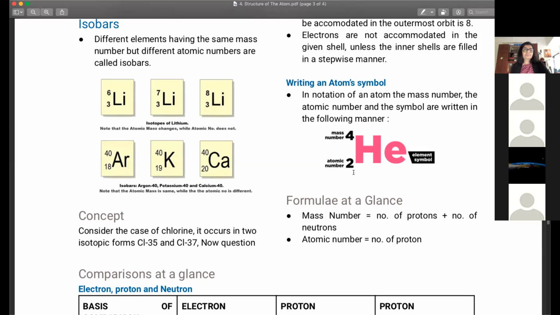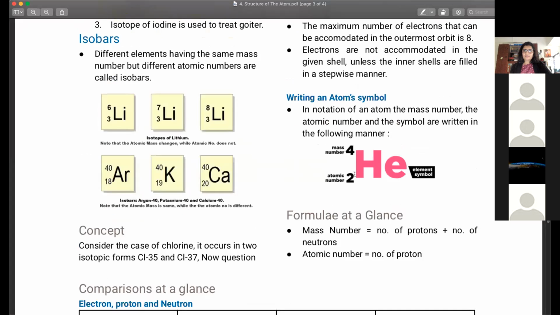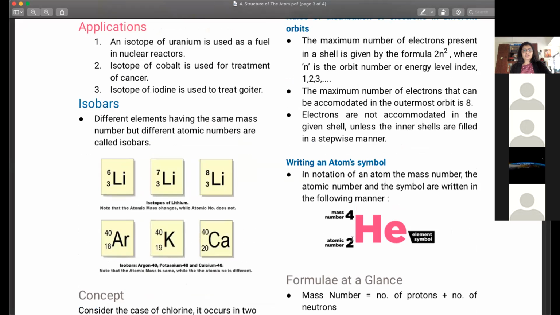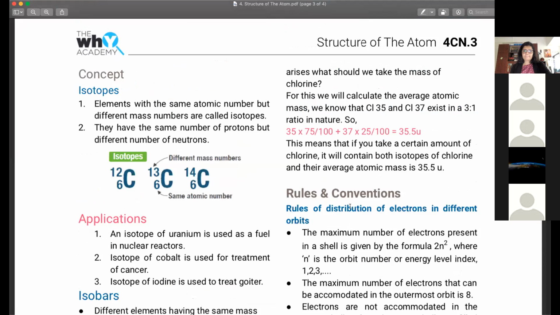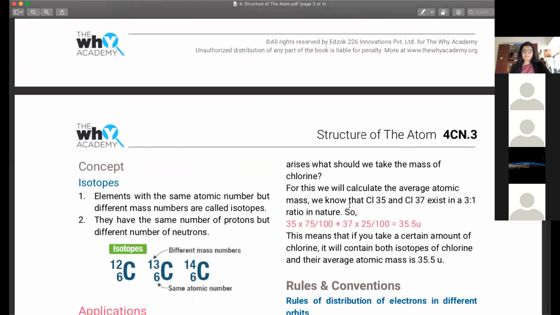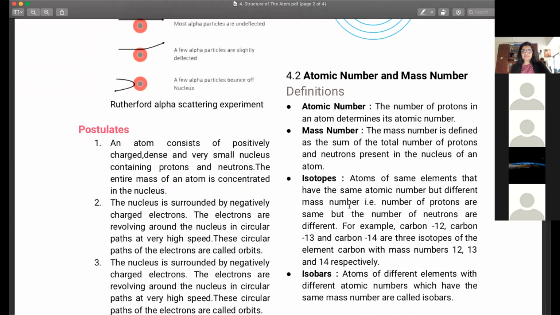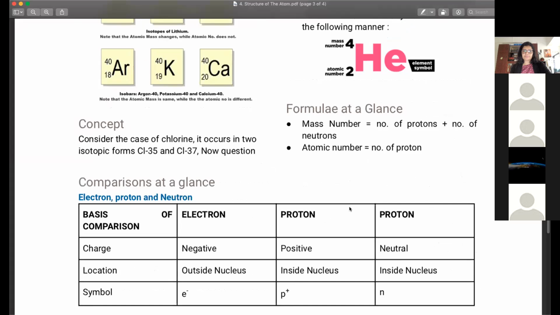Ma'am, can you tell me which one was regarded as Z and A? That was the confusion. Z and A, right? Z is the atomic number, A is the mass number, atomic mass. Z is the atomic number, that is for sure.